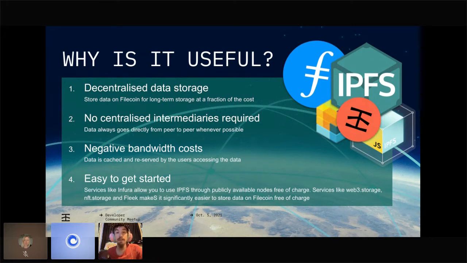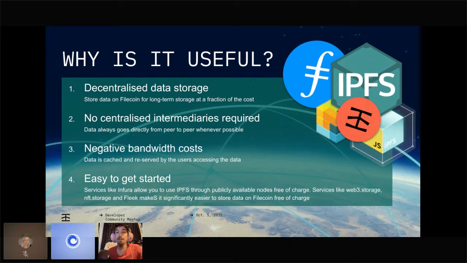IPFS actually has a negative bandwidth scaling cost. I touched on the fact that users will automatically reserve your data as they access it. Think of the following situation. You set up a website, perhaps you get tens of users per day. Not too difficult to handle.